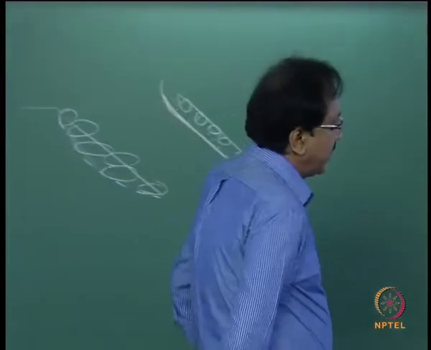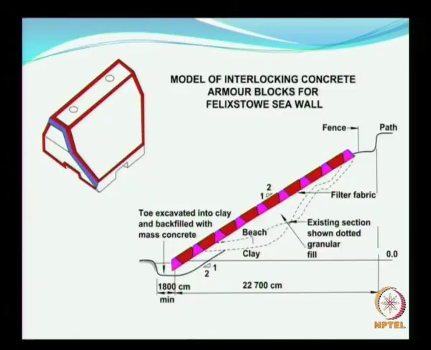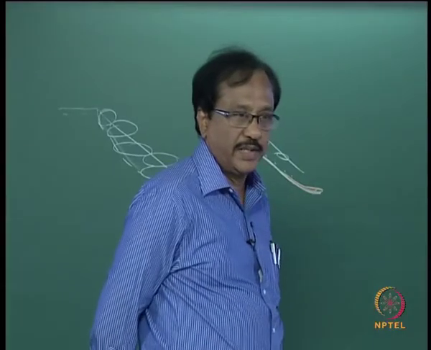This is yet another type of armor unit. Both these types of blocks have come from the US Army Corps of Engineers, so it is all available in the book. You just see what is happening here. You see the existing section shown in dotted lines. You first try to fill, if there is an erosion, with some kind of material, and then get a smooth finish, and then place the blocks together.